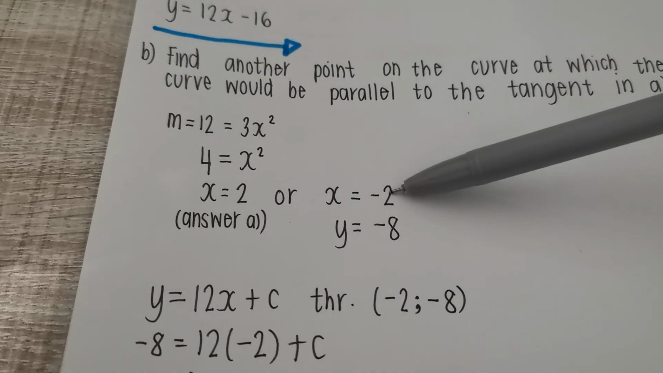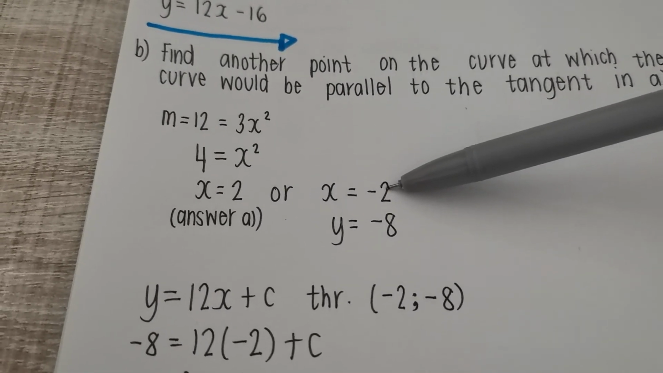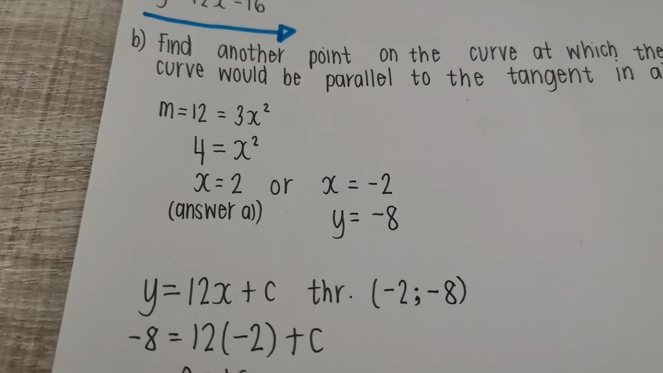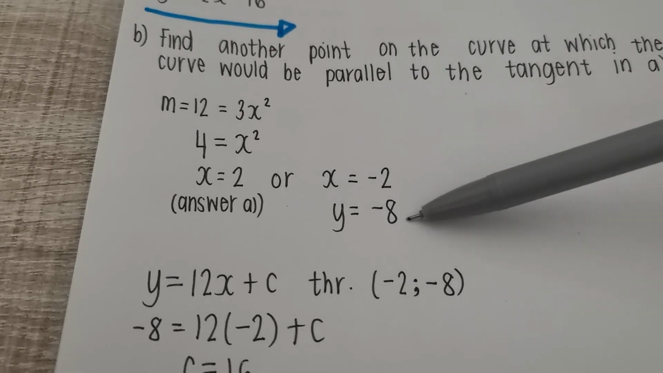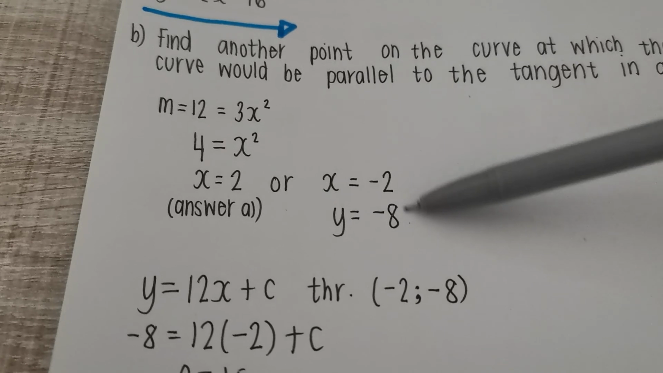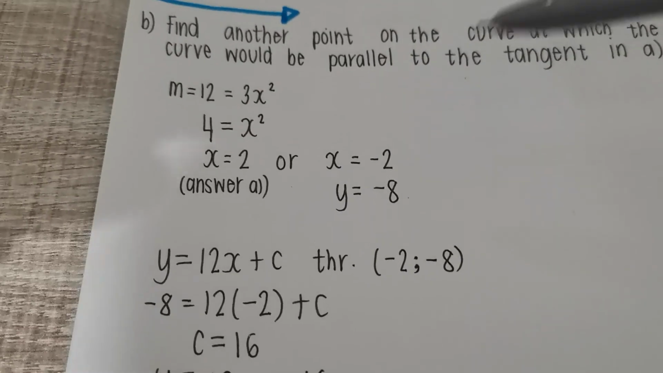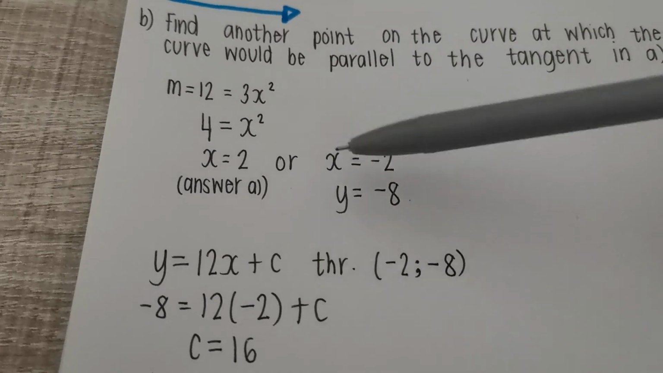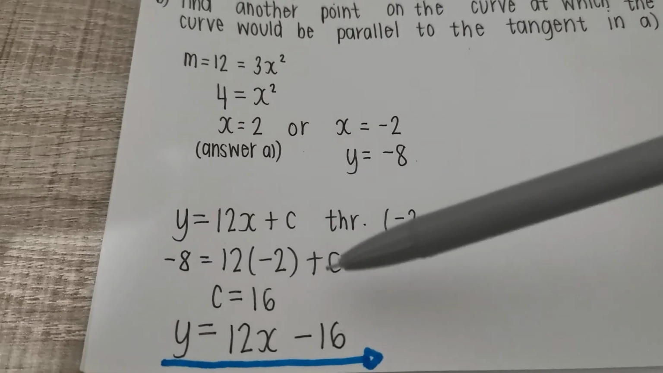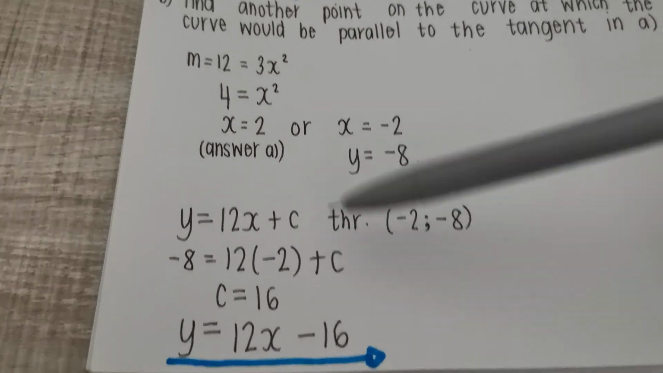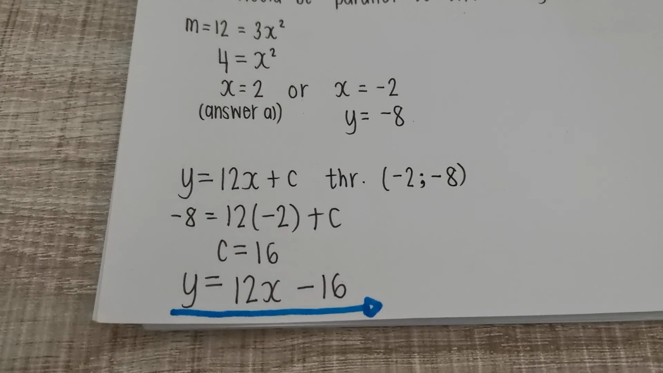I subbed in this -2 into the equation y equals x to the power of 3, and I get that y is equal to -8. So this is my coordinate pair. We got that the gradient is 12, and then I subbed it into y equals mx plus c, and there we go. That's our equation.